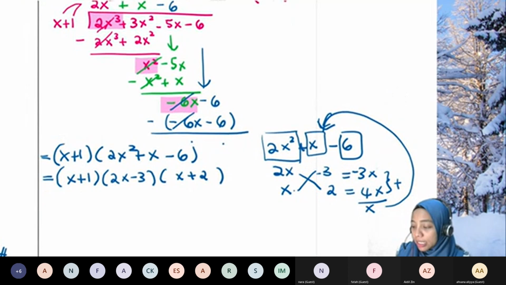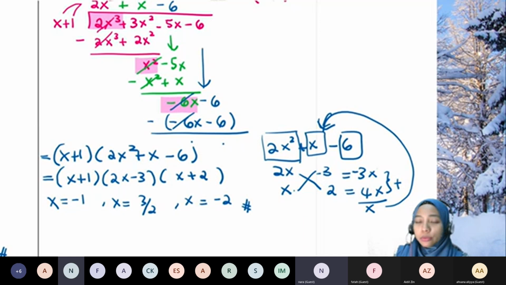So ini tadi kita sambung semula. Okay, kalau dibagi nombor tak ada masalah. You can straight away press your calculator. X equals to -1, x equals to 3 over 2, or x equals to -2. Polynomial for cubic mesti ada 3 roots. Maybe dia sama, maybe dia 3 different roots.